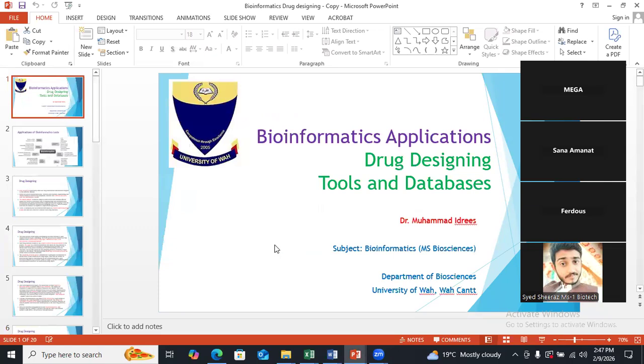Bismillah Rahman Rahim. Today we will discuss the role of bioinformatics and applications of bioinformatics in drug designing, especially the use of tools and databases of bioinformatics in drug designing and discovery.